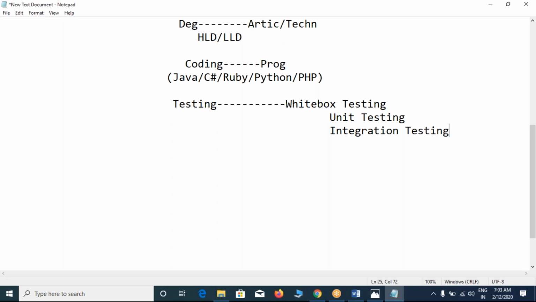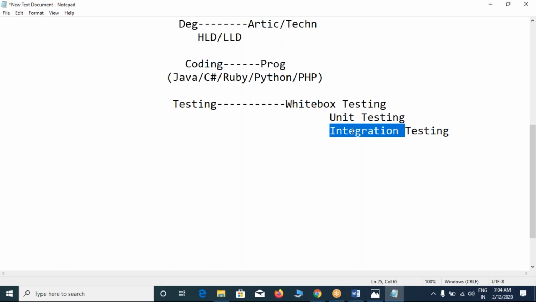Whenever 100% coding is completed, before the testing engineer starts the job, first the programmers test the coding part, called white box testing, with two levels such as unit testing and integration testing. Each and every part of the code working or not is called unit testing. Combining all, whether they are interconnected or integrated or not, is called integration testing.